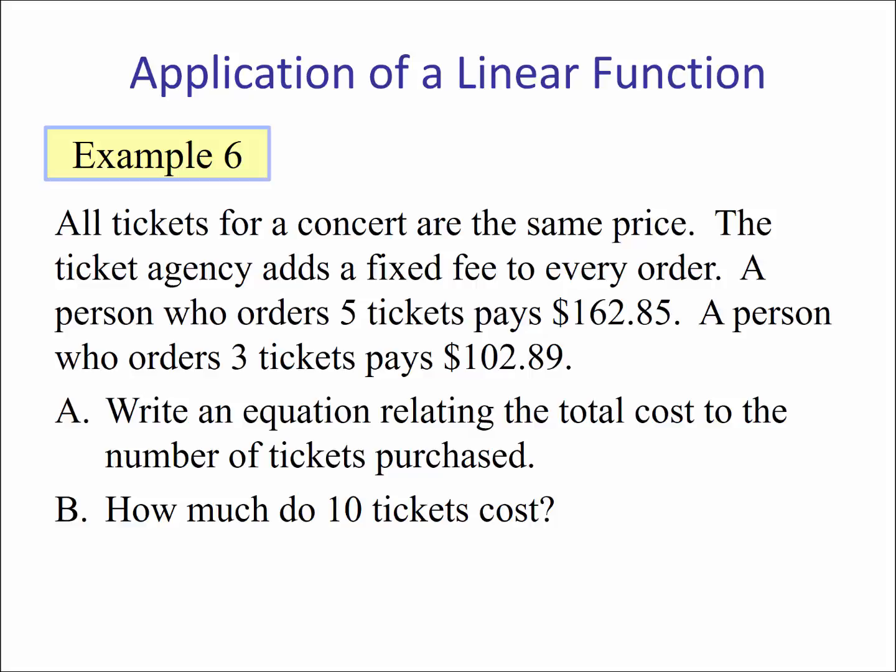Example 6. All tickets for a concert are the same price. The ticket agency adds a fixed fee to every order. A person who orders 5 tickets pays $162.85. A person who orders 3 tickets pays $102.89. A. Find the equation relating the total cost to the number of tickets purchased. B. How much do 10 tickets cost?